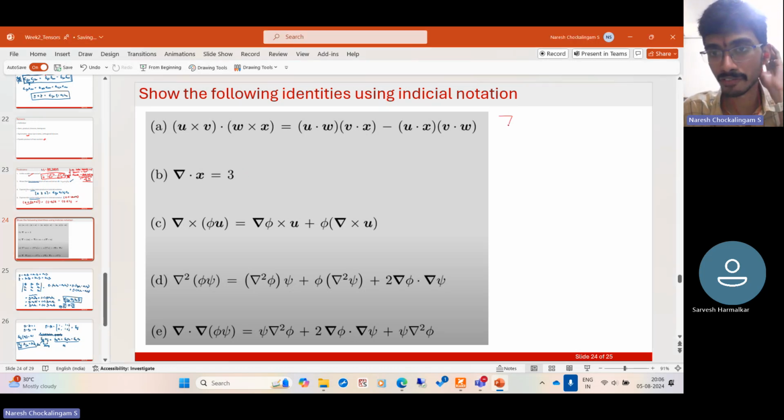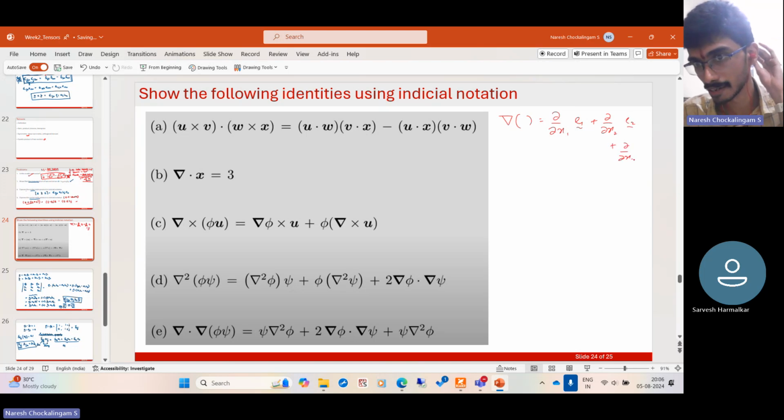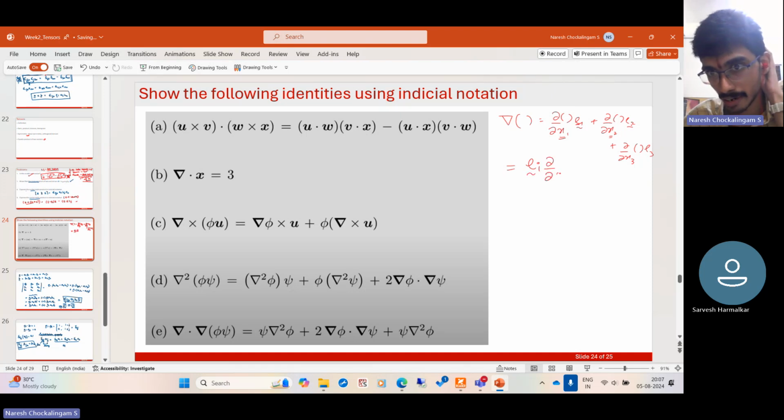So the grad operator, if you recall, is del by del x1 e1 plus dou by dou x2 e2 plus dou by dou x3 e3. This operates on some scalar. Divergence is just the dot product of grad with some vector. This grad operator also has repeated indices, right? Concisely, it is represented as e_i dou by dou x_i of something. This can be a scalar, vector, or tensor. So this is the grad operator in indicial notation, in summation convention.